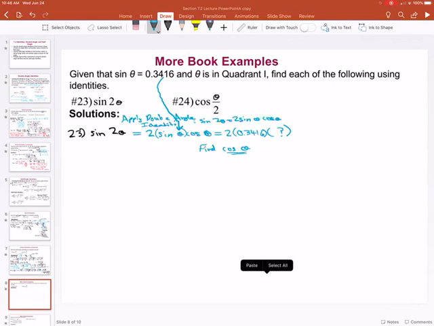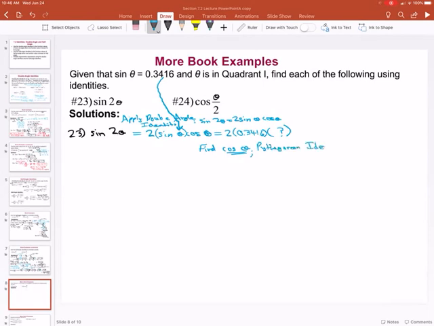Now to find the cosine of theta, there are different ways to do it. We could use a right triangle. We could even use an identity if you wanted to find it. So there are different things we could do to get cosine's value. All right, and just to review, let's use the Pythagorean identity.